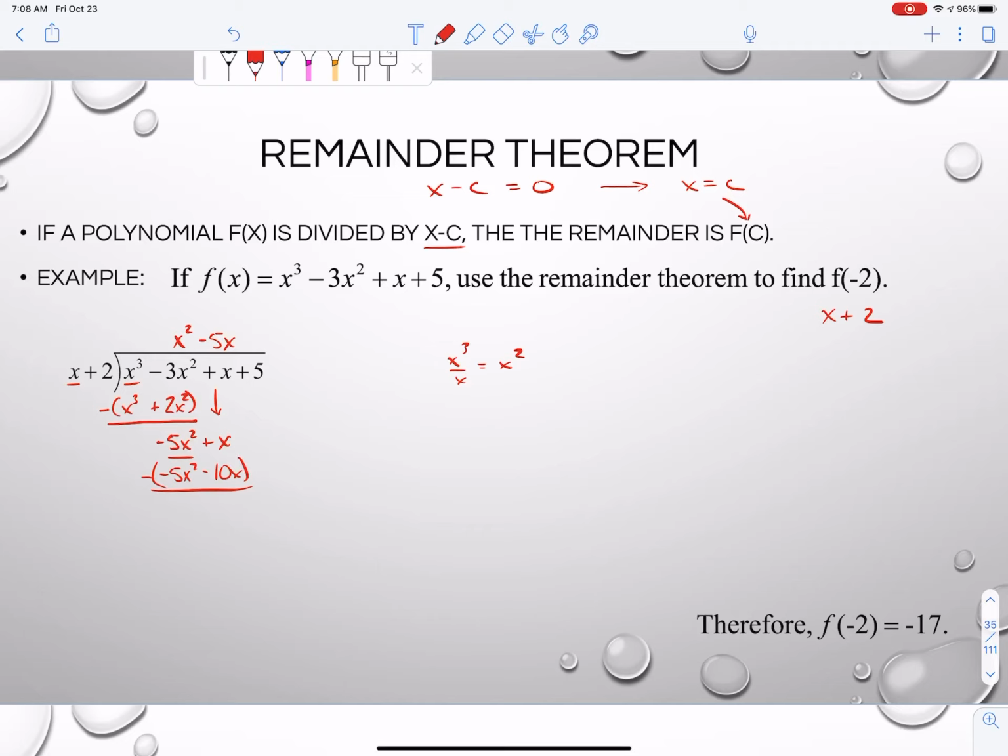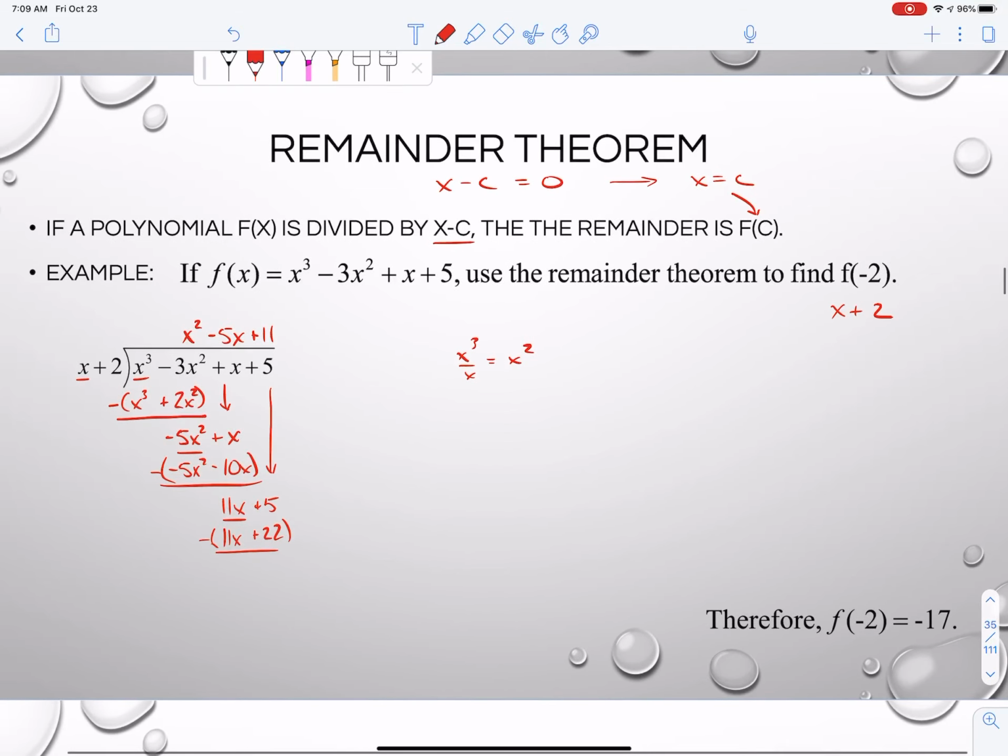All right, negative 5x squared minus negative 5x squared is 0, which is what I want. I always want that lead term to cancel. x plus 10x gives me 11x. And now I bring down my next term, which is positive 5. 11x divided by x gives me 11. And I distribute. 11 times x gives me 11x. 11 times 2 gives me 22. And I subtract this entire line. Okay? 11x minus 11x is 0, and 5 minus 22 gives me negative 17.